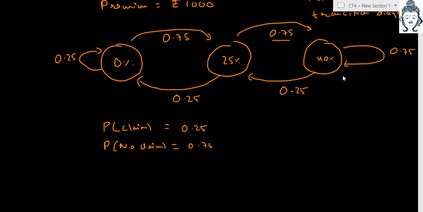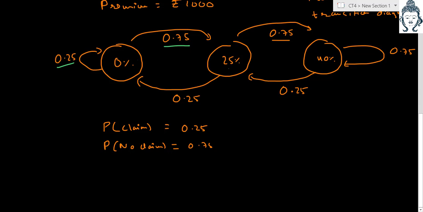So a transition diagram is a good way of representing a Markov chain. It shows the one-step transition probabilities of a Markov chain. That means what is the probability of going from one state to another in just one step, that is in 1 year. So for example, if you are at 0% discount in a particular year, 0.75 is the probability that you will be at 25% discount level in the next year, and 25% is the probability that you will be at 0% level of discount in the next year.